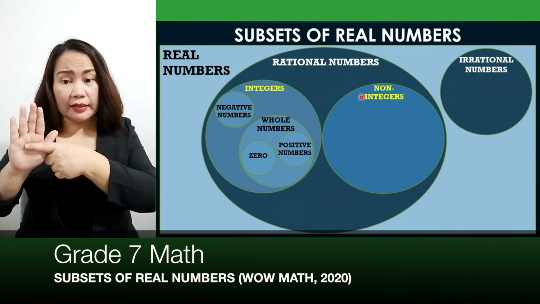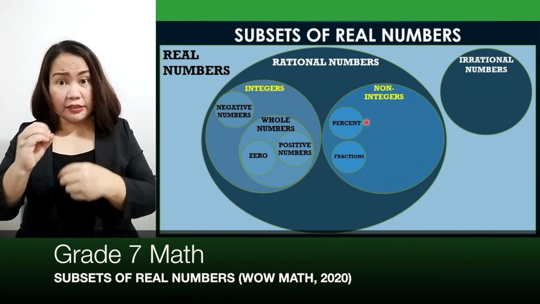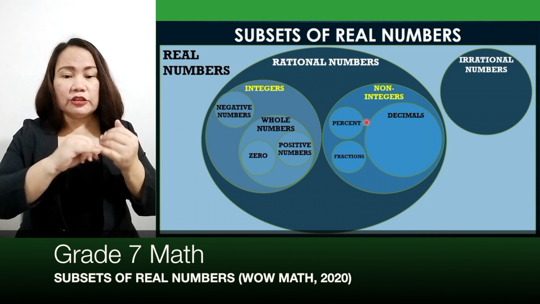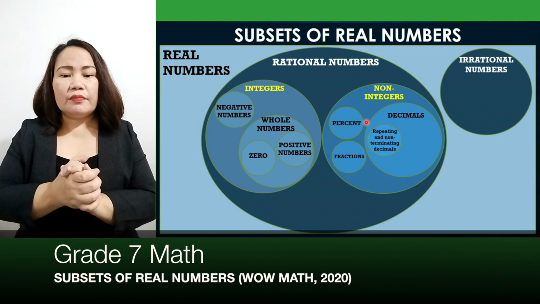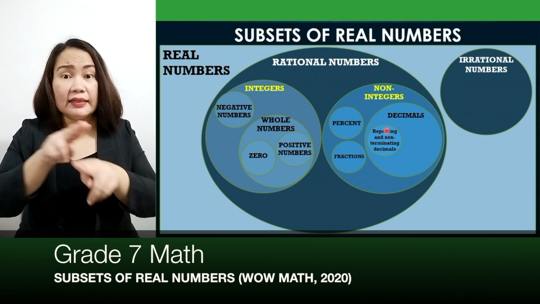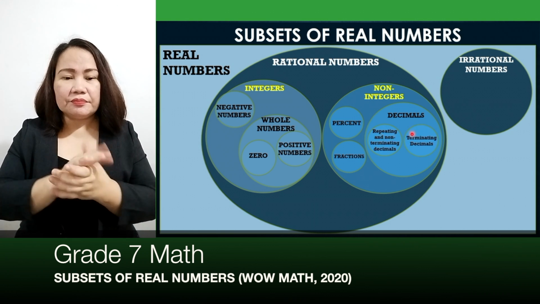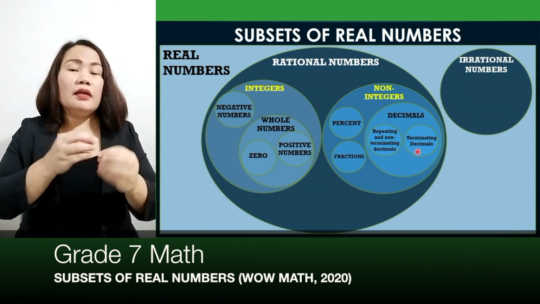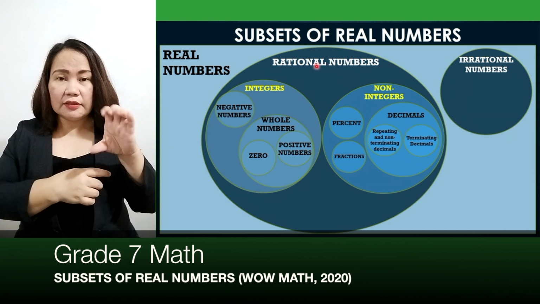Okay. Now, under non-integers, dito papasok si fractions, si percent, at si decimals. In decimals, we only have type of decimals na under ng rational numbers, the repeating and non-terminating decimals. So, yung mga repeating and non-terminating lang po ang under ng rational numbers and also yung ating terminating decimals. Ito yung exact, yung nakukuha natin yung exact value niya. Okay? So, these are the decimals under rational numbers.